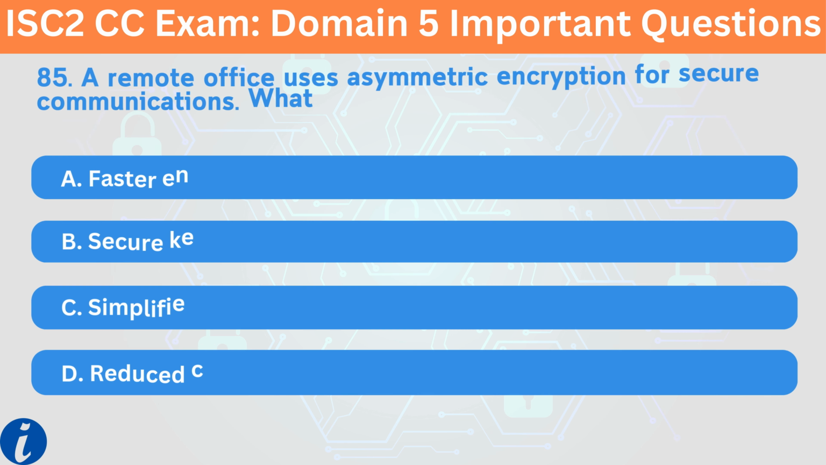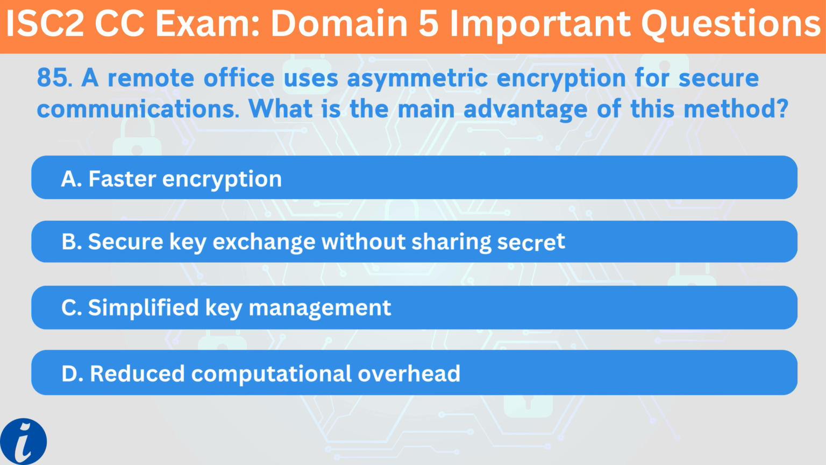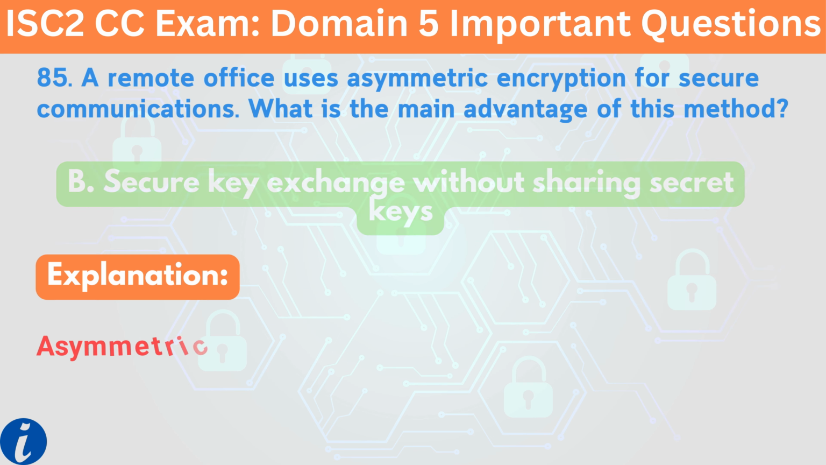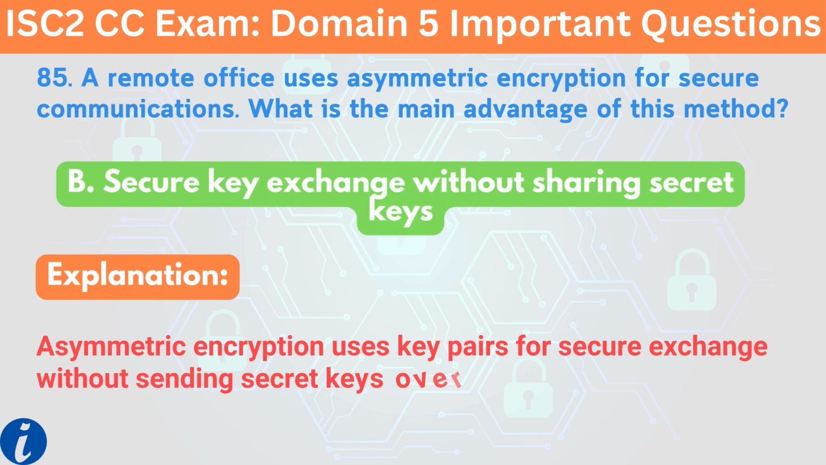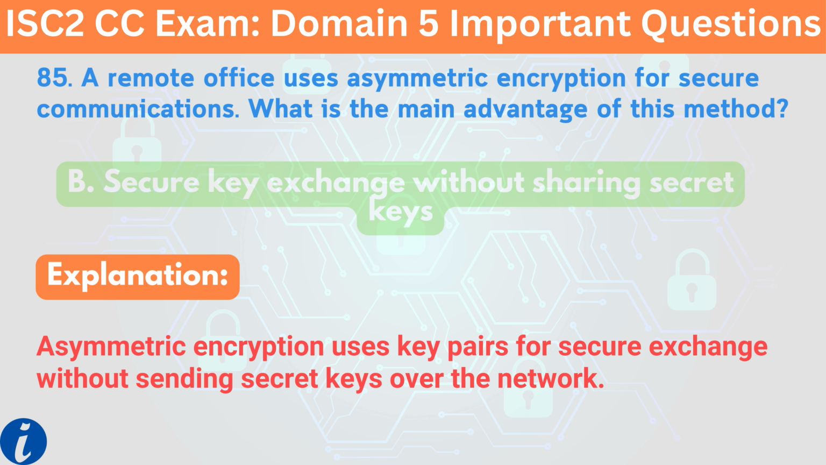85. A remote office uses asymmetric encryption for secure communications. What is the main advantage of this method? A. Faster encryption. B. Secure key exchange without sharing secret keys. C. Simplified key management. D. Reduced computational overhead. The correct answer is B. Secure key exchange without sharing secret keys. Explanation. Asymmetric encryption uses key pairs for secure exchange without sending secret keys over the network.